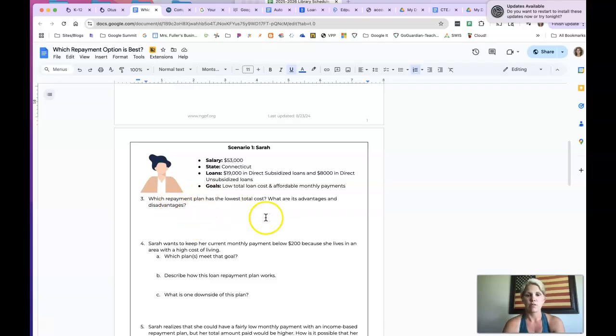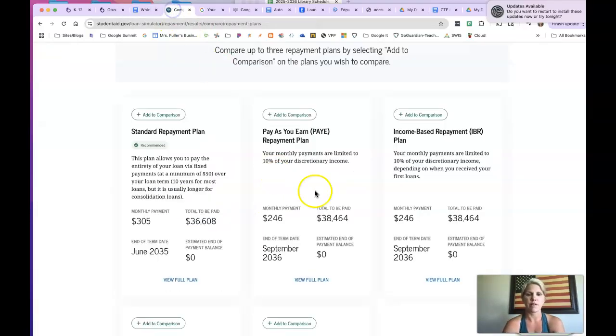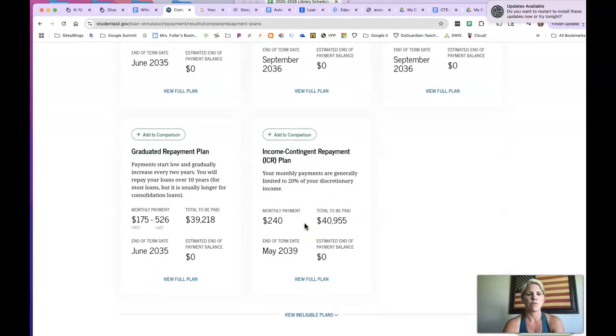Which repayment plan is the lowest total cost? Okay, so if we look and find that, $240, we'll say this one. Now, we're not going to choose this one because with the graduated repayment plan, those payments you can see are going to increase over time. So it's going to be rather cheap when you're first starting out in your career, and then it's the highest there is at the end of your loan.